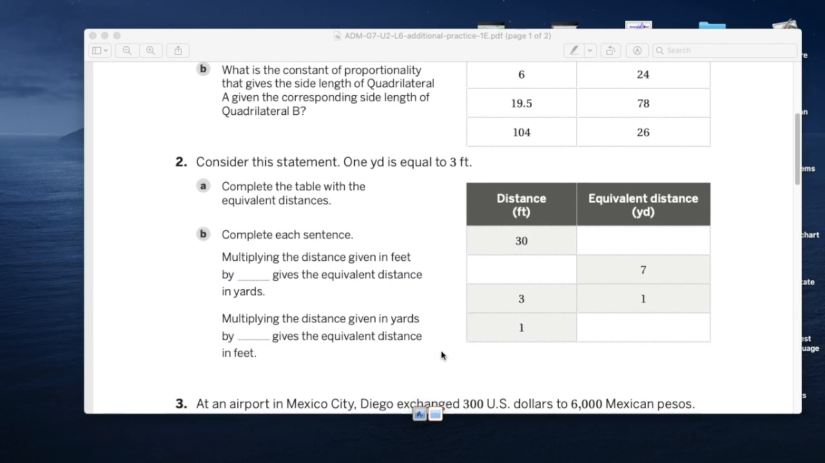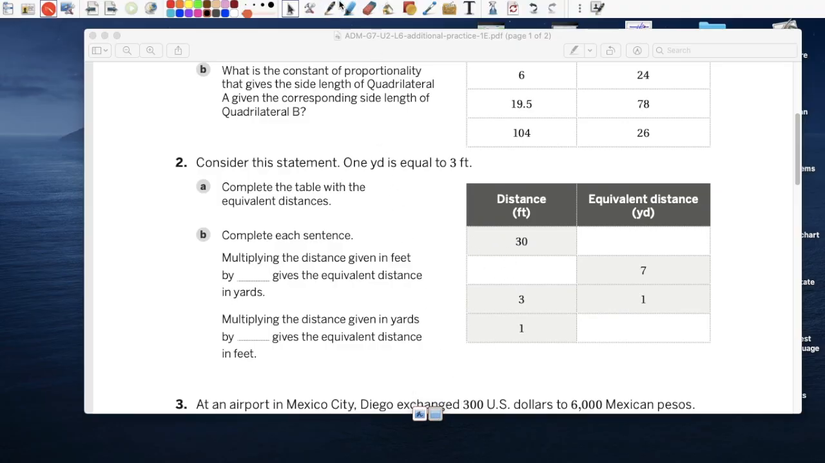Okay, complete each sentence. Complete the table with equivalent distances. So let's look over here. Let's fill in the table first. We can't do anything here, we've got to look here. It's the only place that has two values. So let's go this way because that's the easy way. 1 times 3 is 3. So this would be times 3. So everything is going that way, and I'll put an arrow going that way. 7 times 3 is 21.